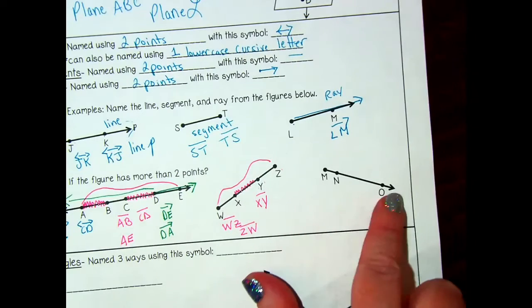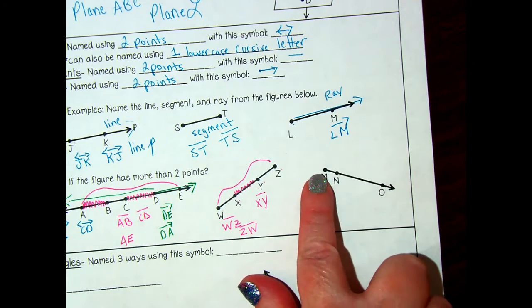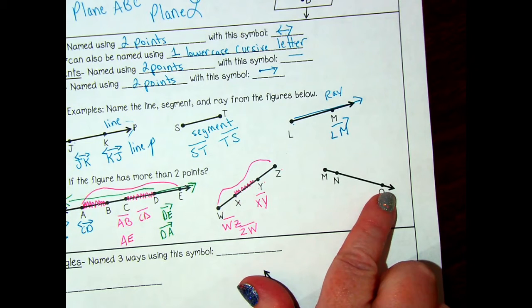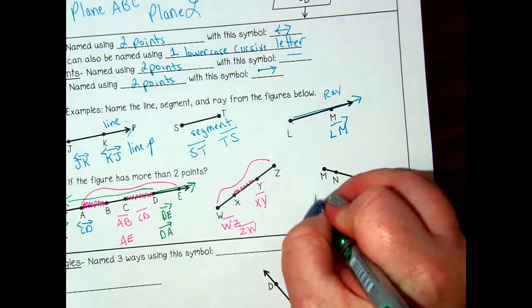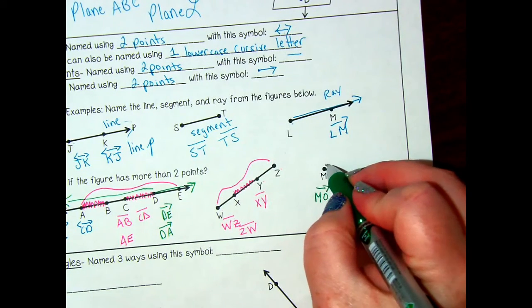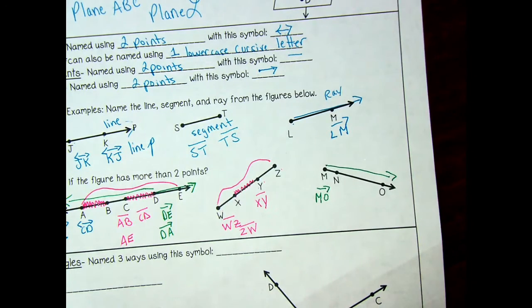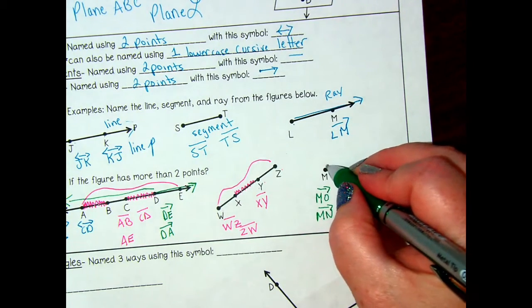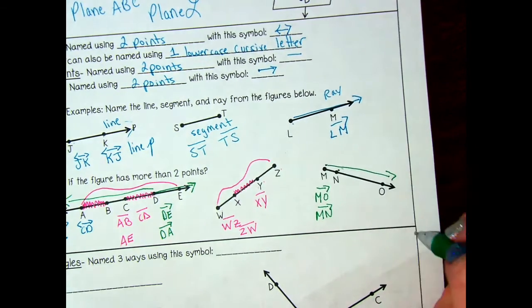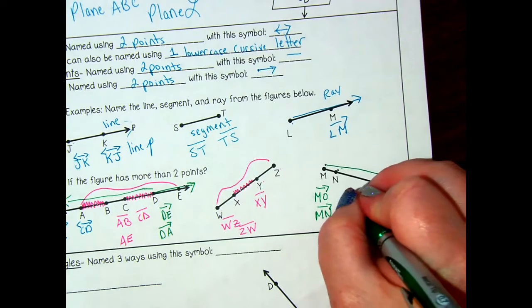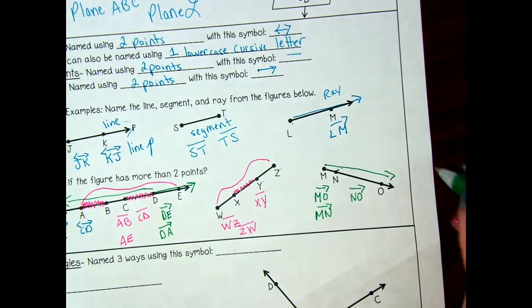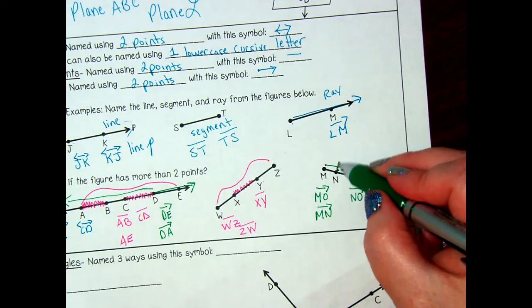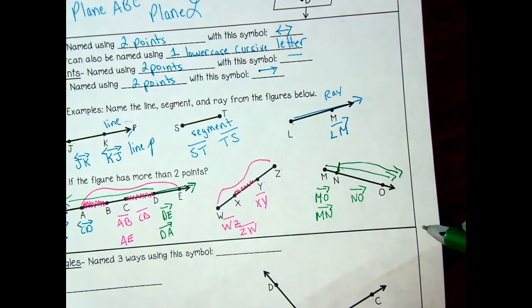If I look at this example of a ray, and again, I know it's a ray because it is an endpoint and continues forever in the opposite direction, I can name this as ray MO because it starts at M and it goes towards O. I can also name it as ray MN because it starts at M, goes towards N, and keeps going. So those are the same rays. But if I say ray NO, that starts here and goes forever. There's overlap, but they are not the same thing.